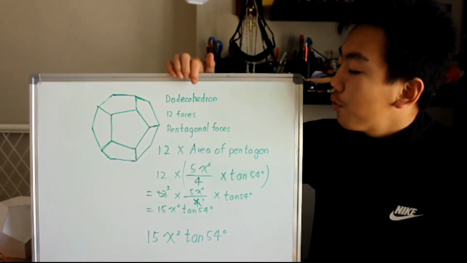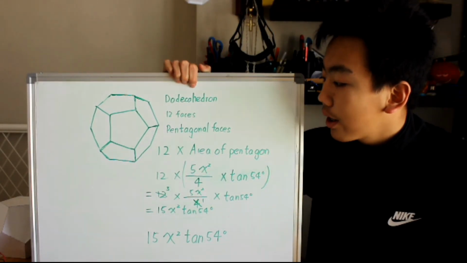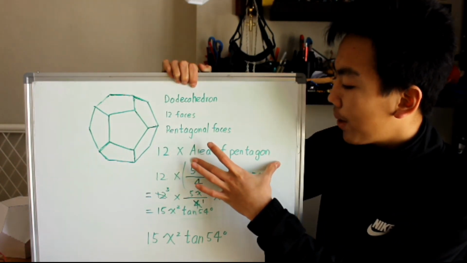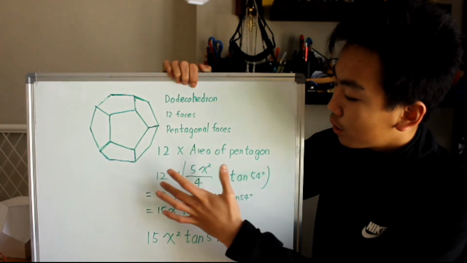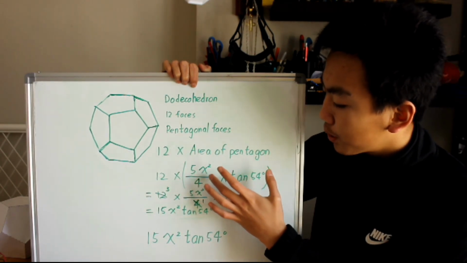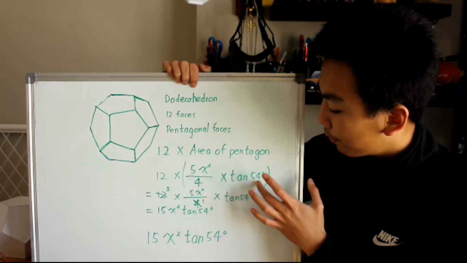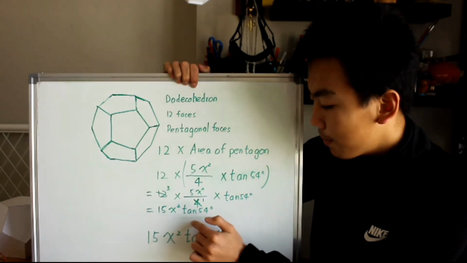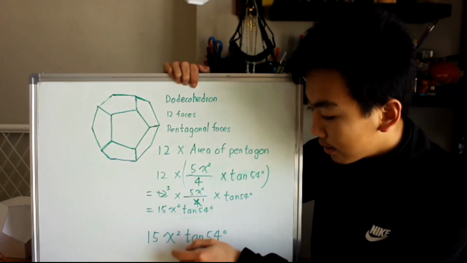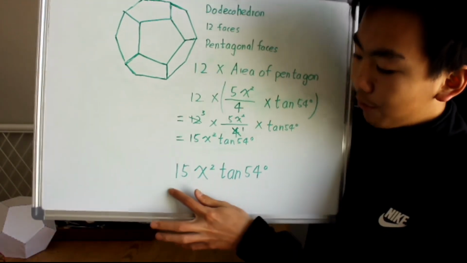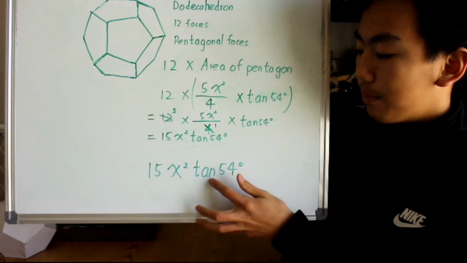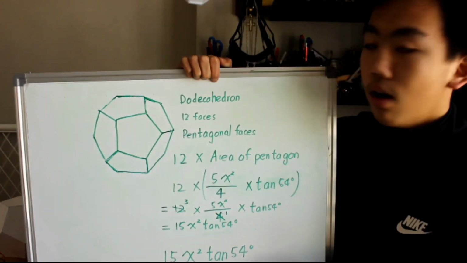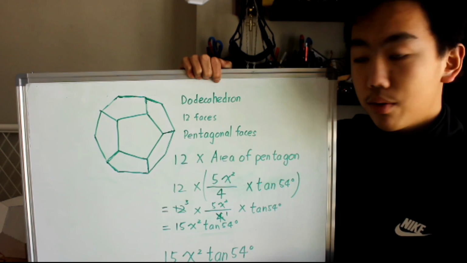Guys, remember, we are trying to find the surface area of a regular dodecahedron. So we put the formula we found for the area of a pentagon back into the equation. So we get 12 times 5 times x squared over 4 times tan 54. Simplify this, we get 15 times x squared times tan 54. And exactly, 15 times x squared times tan 54, that's a surface area formula for a regular dodecahedron.